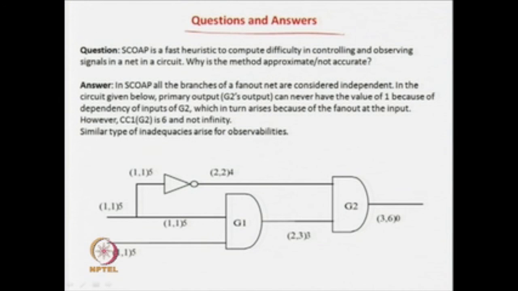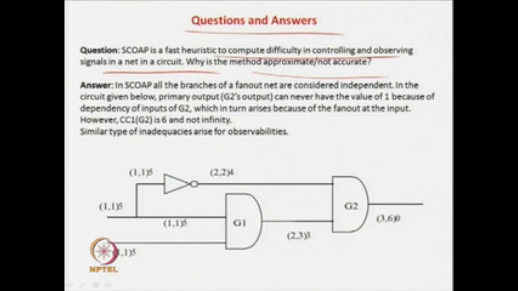Now, we go to the question answer section. In the question answer section, we are saying that SCOAP is a heuristic which computes this controllability and observability in a very fast way. That means there will be some inaccuracies. So, this method is inaccurate. Can we give some example? Why is it inaccurate?